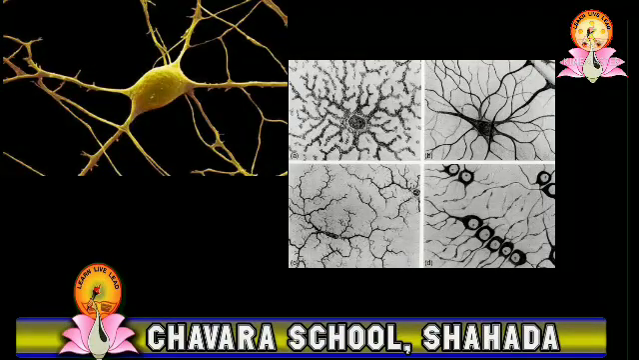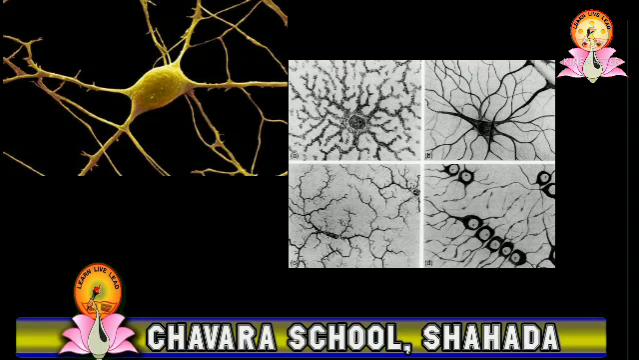Nervous tissue consists of neurons and it constitutes the nervous system of the body. The nervous system is the system in the body which sends and receives messages from the brain to different parts of the body and from different parts of the body back to the brain.